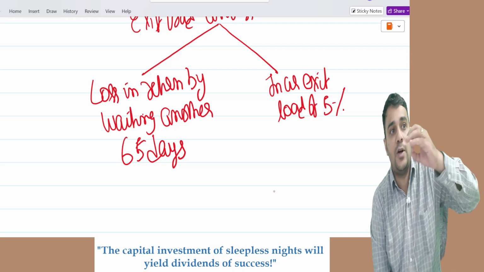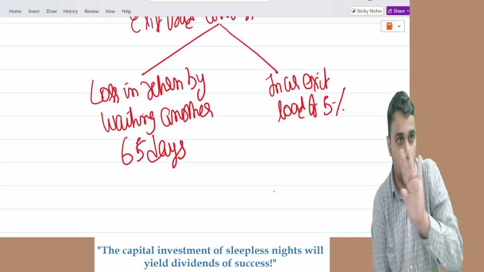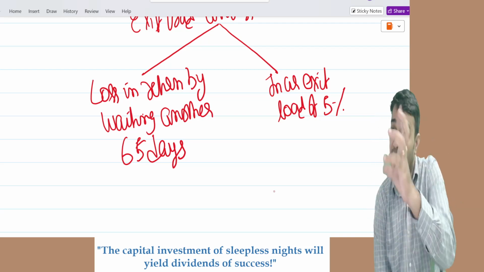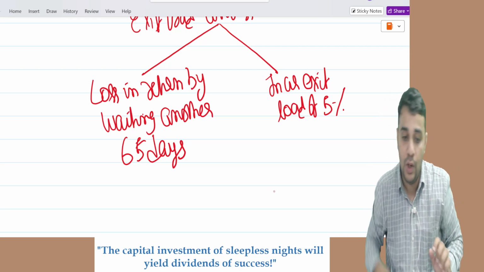If you wait for 65 days, 5% is saved. How much I incur, I don't know; I'm going to do the calculation. If I incur exit load, I earn higher return, but 5% is going. So I am taking a call between the two. Now, what is the loss?